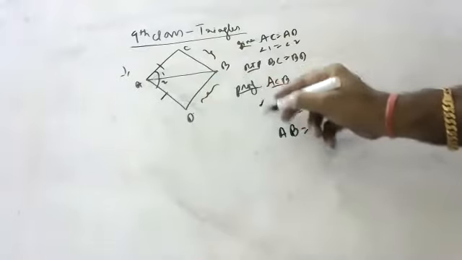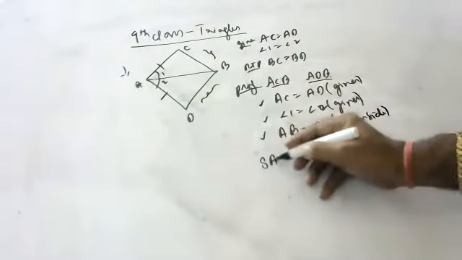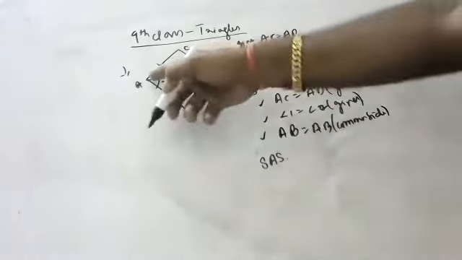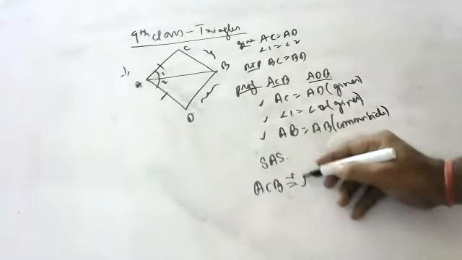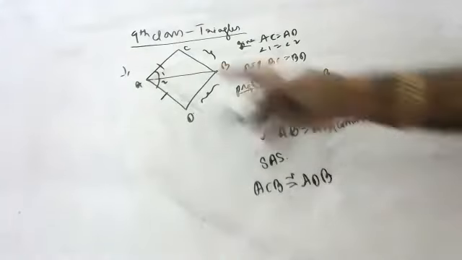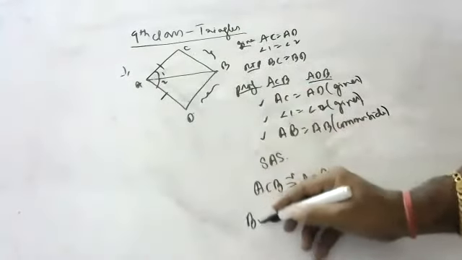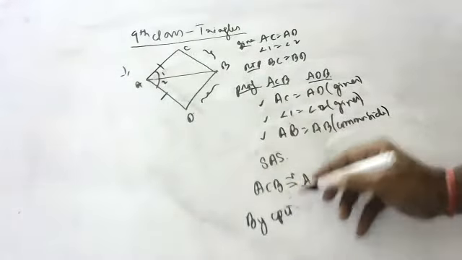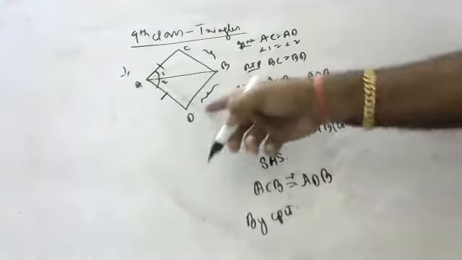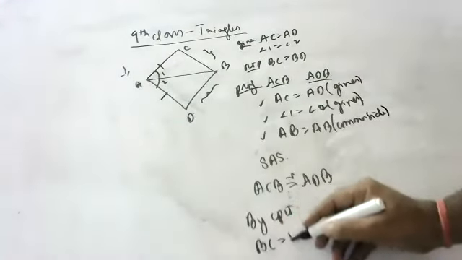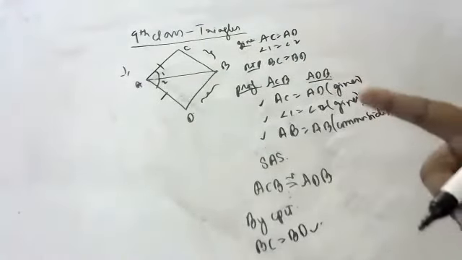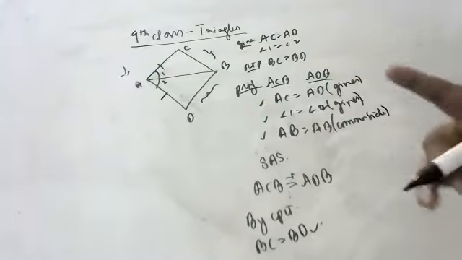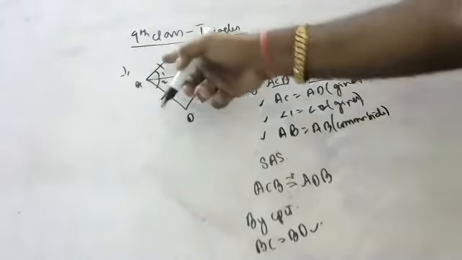So by side angle side, by SAS, we can say triangle ACB is congruent to triangle ADB. ACB is congruent to ADB means by CPCT, what can we say, children? BC is equal to BD. Children, congruent means all sides equal, all angles equal. Congruency means this is equal.